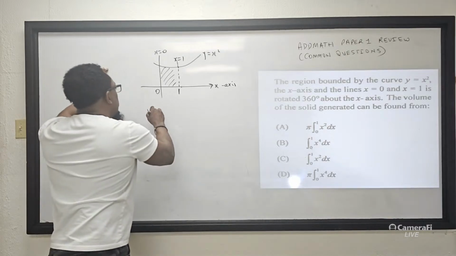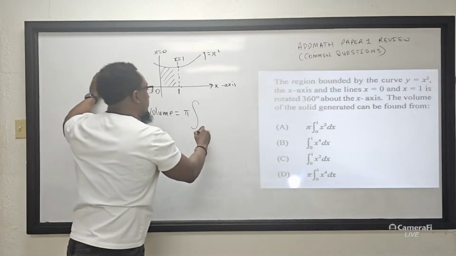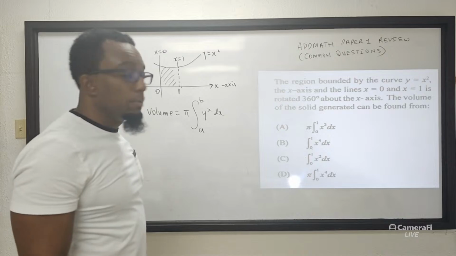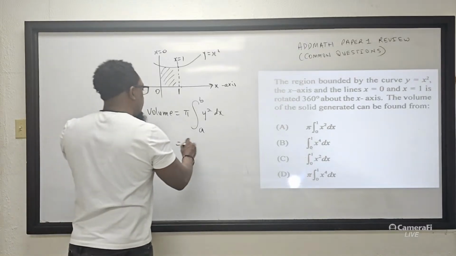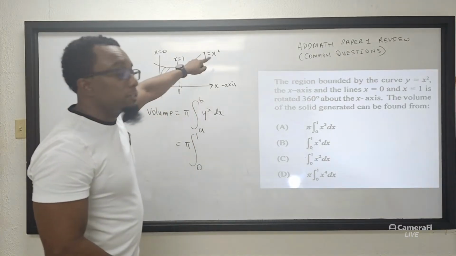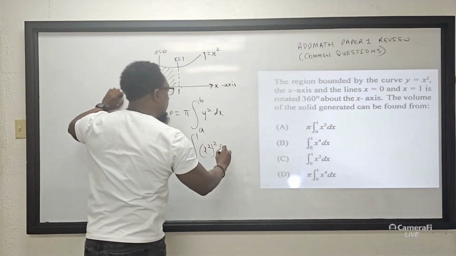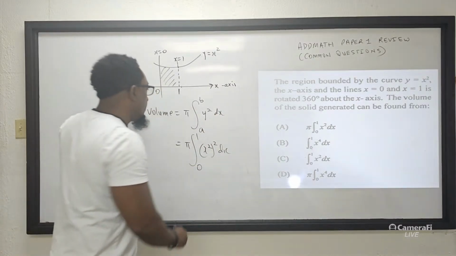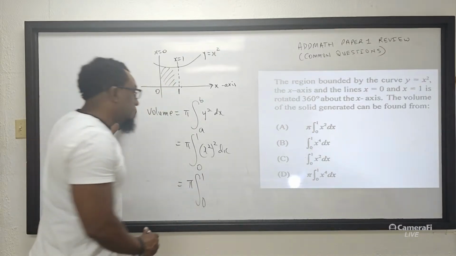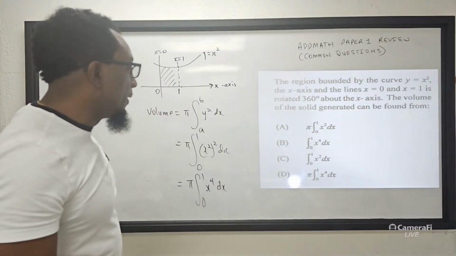To find volume, it is pi, the integral between the two limits, y squared dx. So you have to make sure with that formula to find the volume of revolution. So this is pi, the integral between the limits 0 and 1, y squared. Y is x squared. So this is x squared all squared dx. So this will then simplify to become pi between the limits 0 and 1, x squared all squared is x to the power 4 dx. Whose answer there will be D.